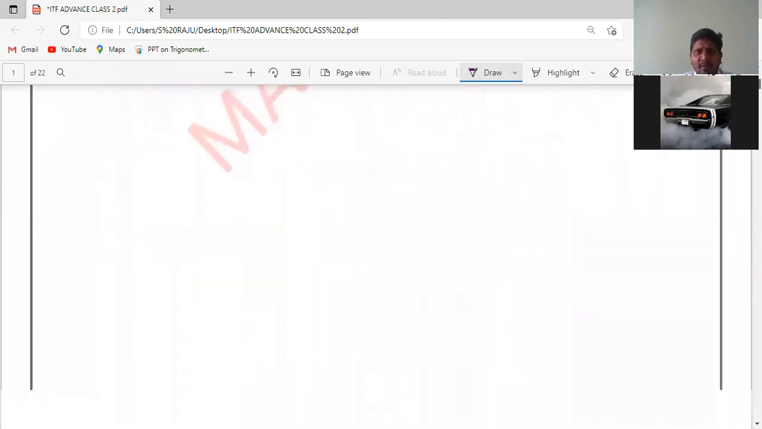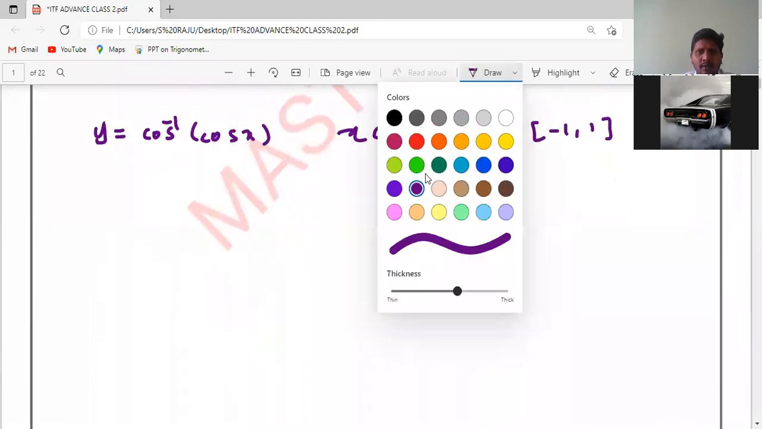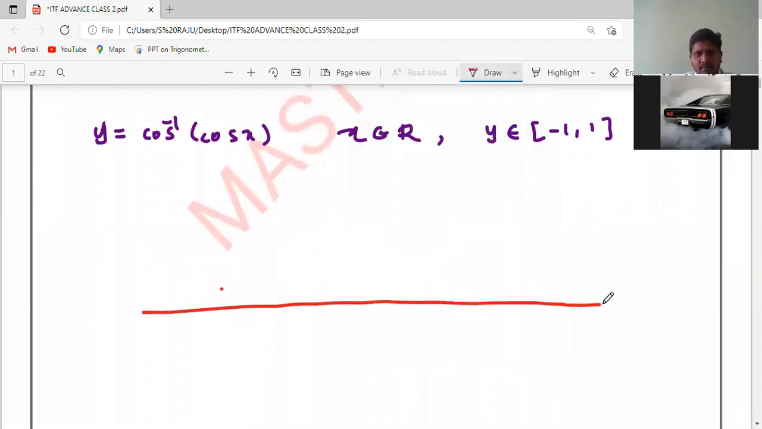So this graphical representation is important. The previous year question belongs to this cos inverse of cos x. First, let us see how to draw the graph.